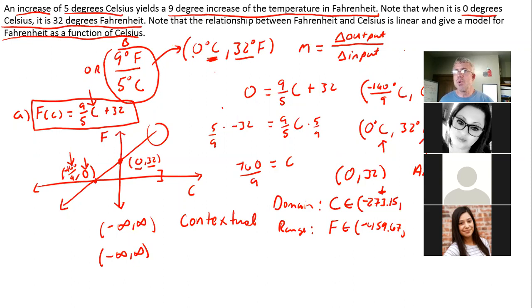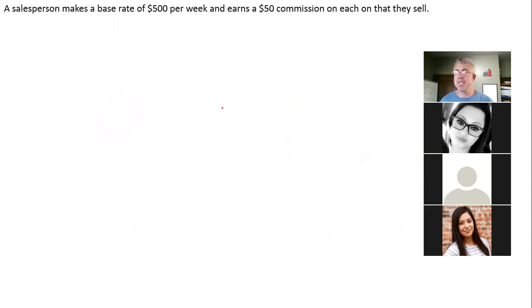So I have two more simple models here that I made up today, and I made these up specifically because they give you different ways that the intercepts can show up, and then depending on how the intercept shows up, it may or may not give you useful information about the model. So here's a really stupid example. A salesperson makes a base rate of $500 per week and earns a $50 commission on each item that they sell.